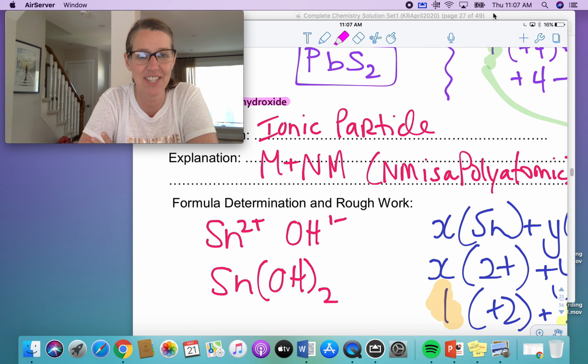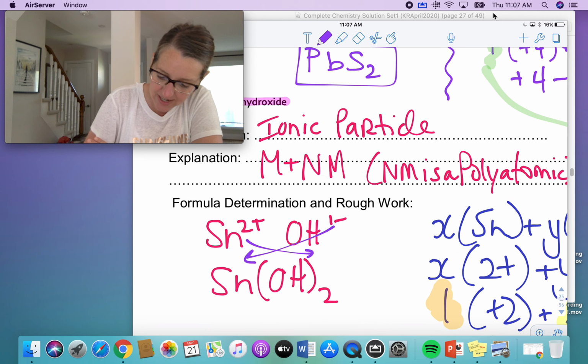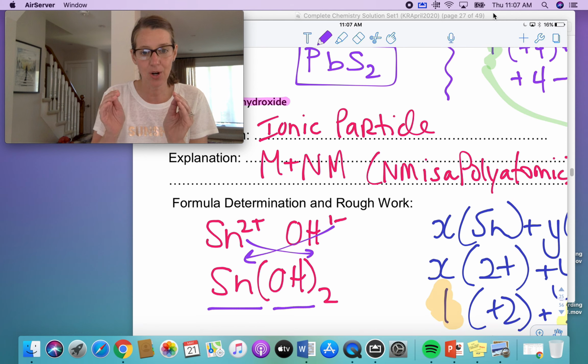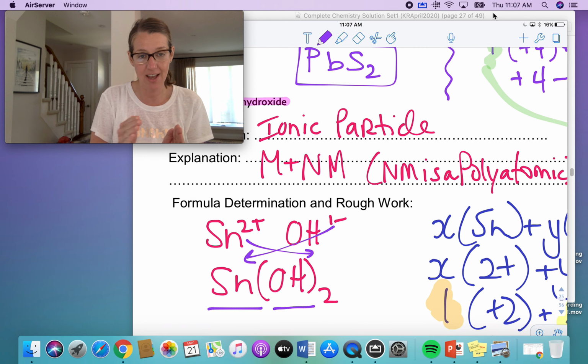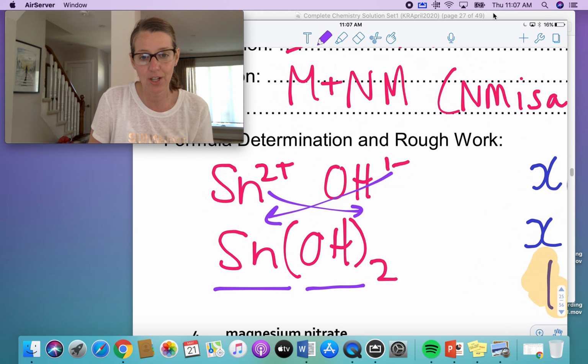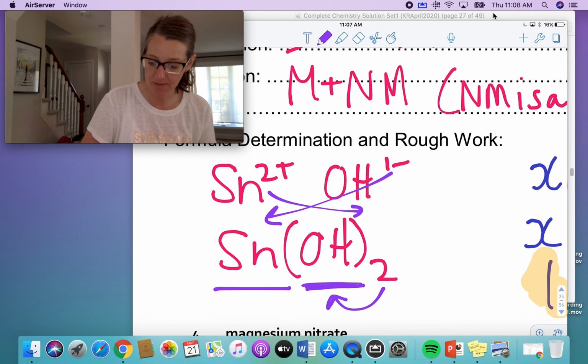Tin 2 tells me I have the tin with the 2 plus charge. Hydroxide has an overall charge of 1 minus. I use the crisscross rule, bring the 2 down here and the 1 down here. This shows me I have 1 tin and I have 2 hydroxides. That is a particle made up of 1 tin and 2 hydroxides. Can you see here that this 2 refers to the fact that if I were to count the total number of atoms in this particle, I would have 1 tin, 2 oxygens, 2 hydrogens. In total, there would be 5 atoms, but I need to put the brackets around my polyatomic because this refers to 2 of these whole things, okay?